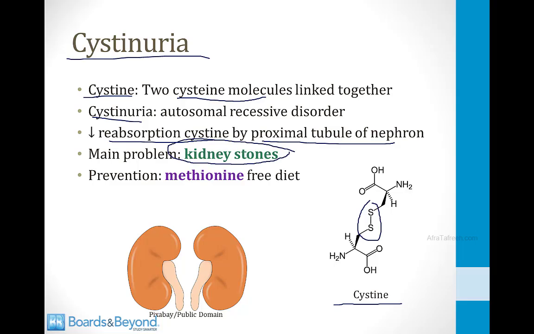But for our purposes here in the biochemical modules, I want to mention that a methionine-free diet can be used to limit the kidney stones in patients who have cystinuria. A major problem that they have is recurrent kidney stones, and many of them will try to limit the amount of methionine in their diet, hoping to limit the formation of these cystine molecules and therefore limit the amount of kidney stones. And that concludes our module on other amino acids.